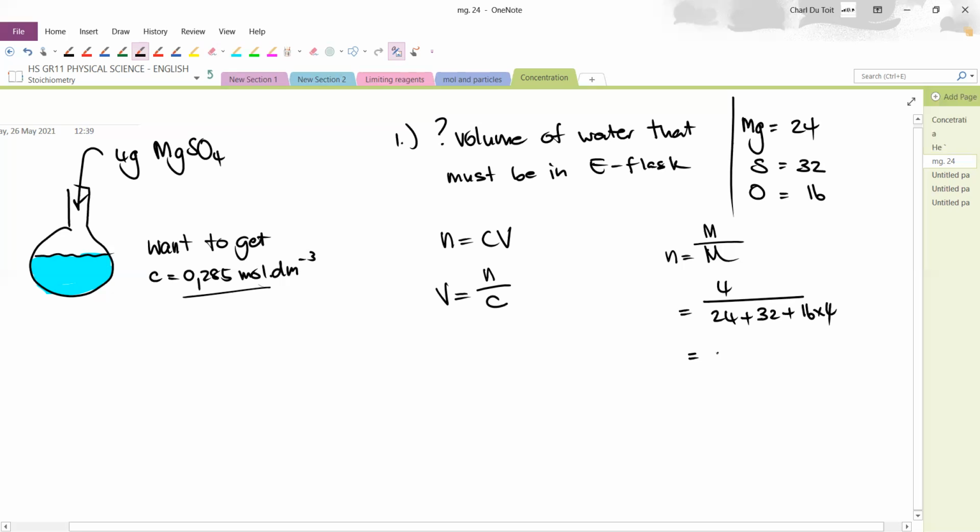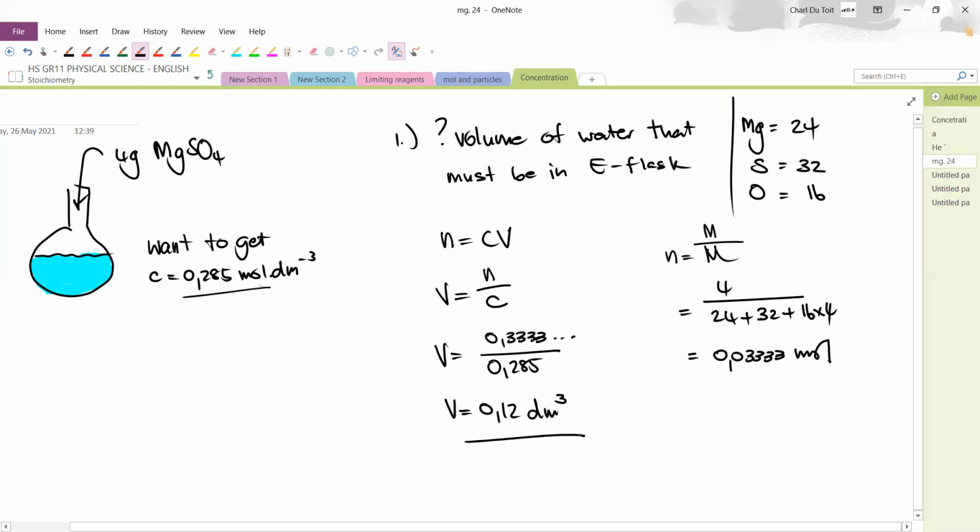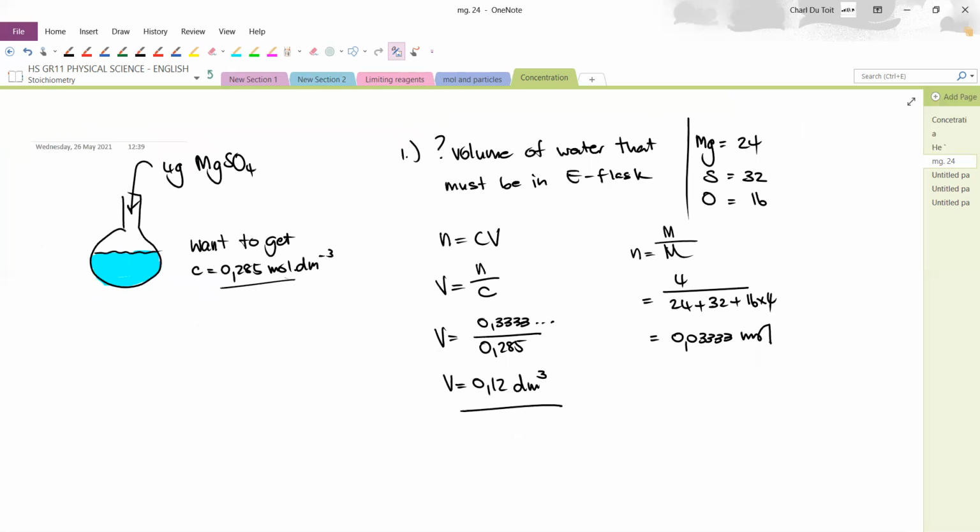0.03333, etc. mole. So the volume is that answer, 0.3333, etc. You can just press answer, and the concentration is 0.285. So what's that? The volume is 0.12 cubic decimeters if I round off to 2 decimals. Yes, sir.